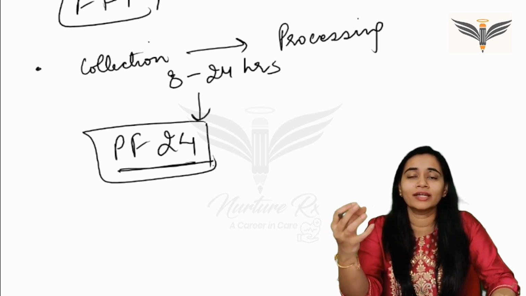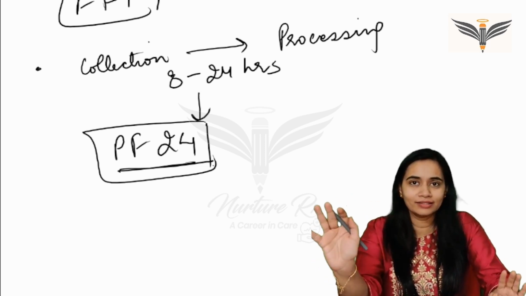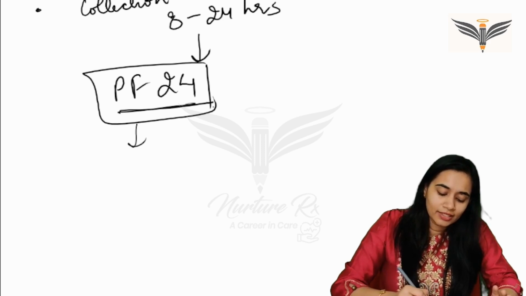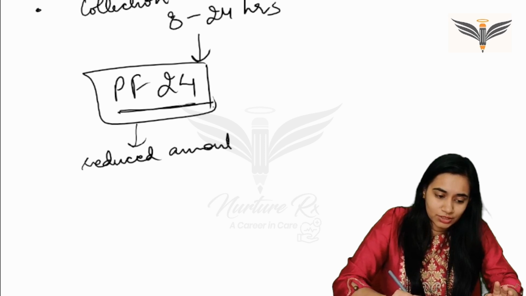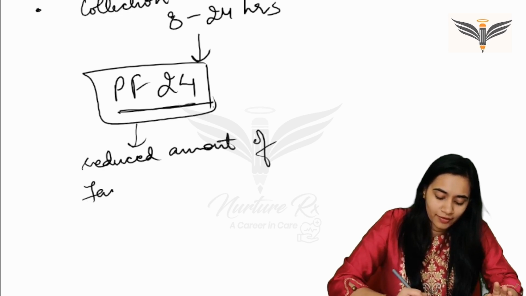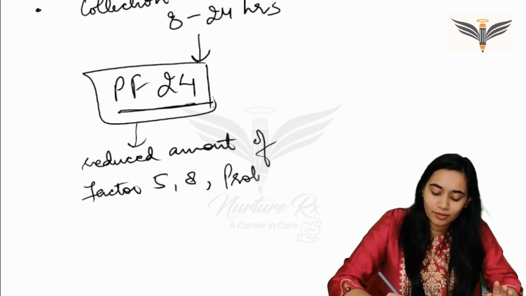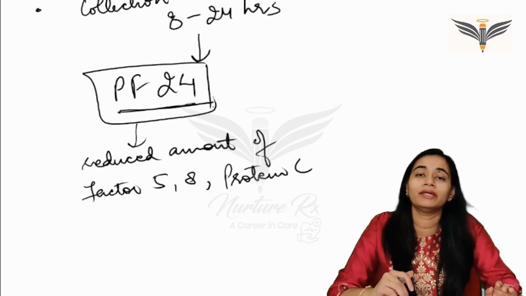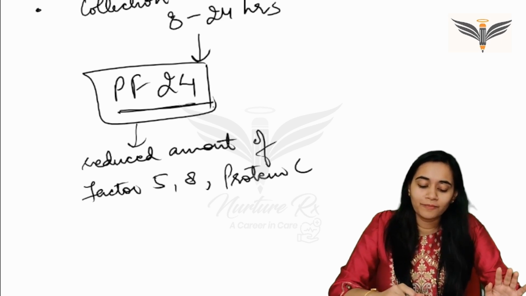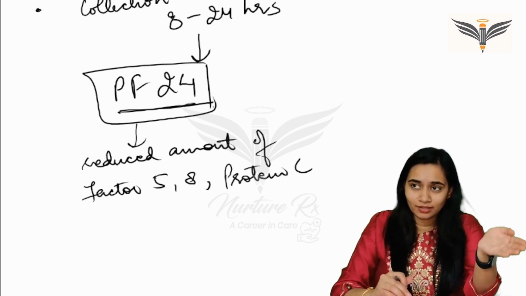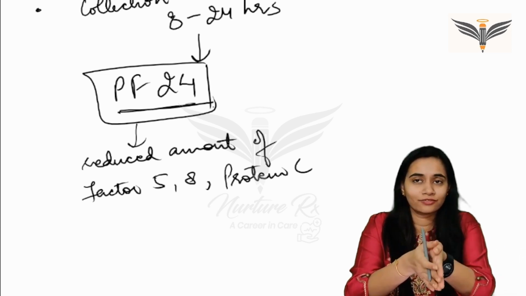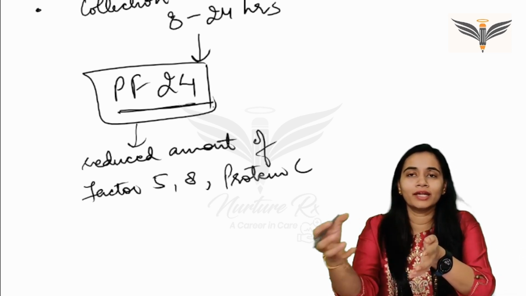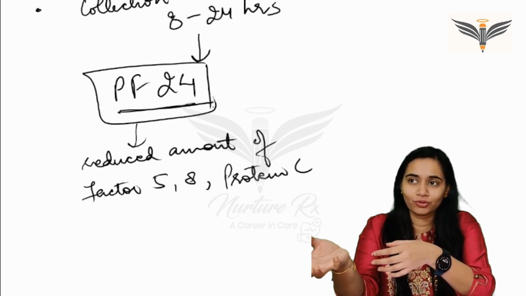What is the difference between FFP and PF24? They are practically the same, only there is a reduced amount of factor 5, factor 8 and protein C in your PF24. So now these are the two types. If it is frozen within 8 hours, it is fresh frozen plasma. If from 8 to 24 hours, it becomes PF24.